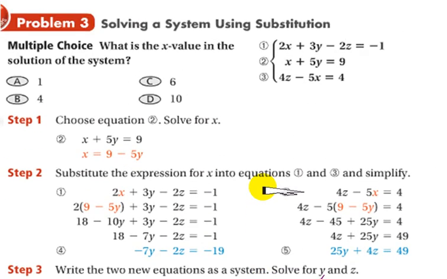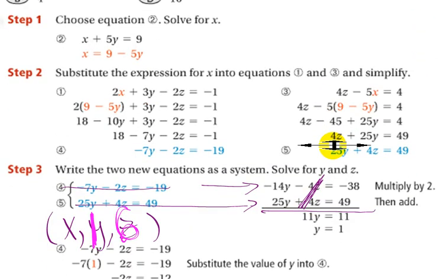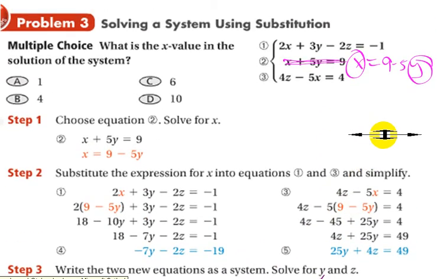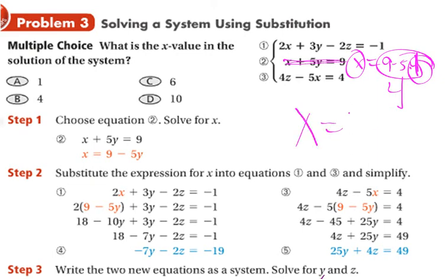So let's look back at the equation. Oh, I erased it. But remember when I said x is equal to 9 minus 5y? Oh, we can get our x value very easily just by plugging in value y, which was 1. Right? So 5 times 1 is 5, and 9 minus 5 is 4. So now we know that our x value is equal to 4. And that's what they ask us for. What is the x value? So we would say choice B, number 4.